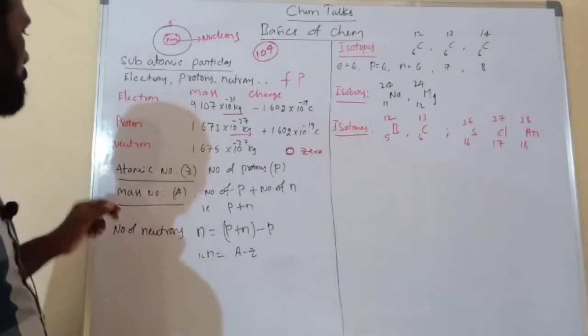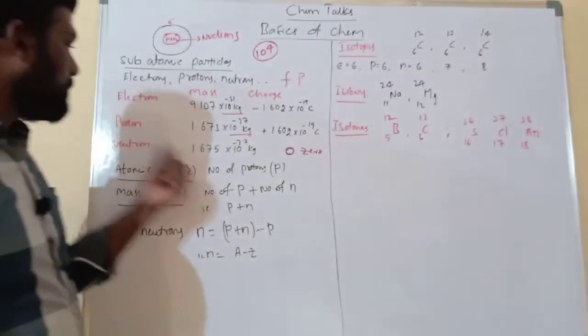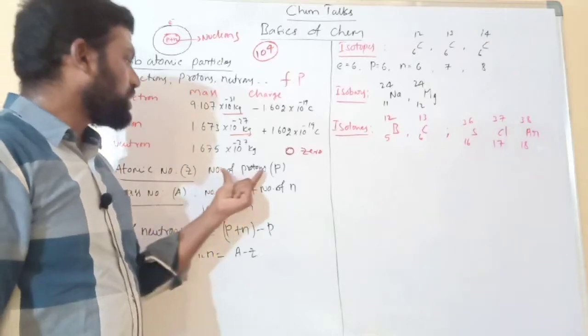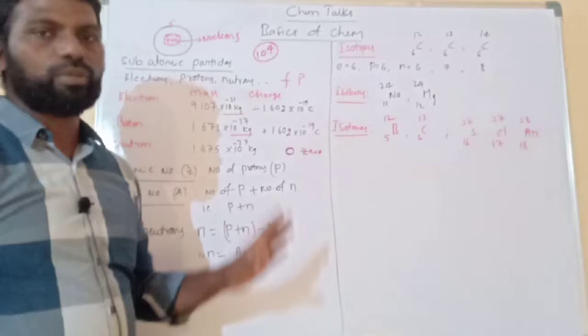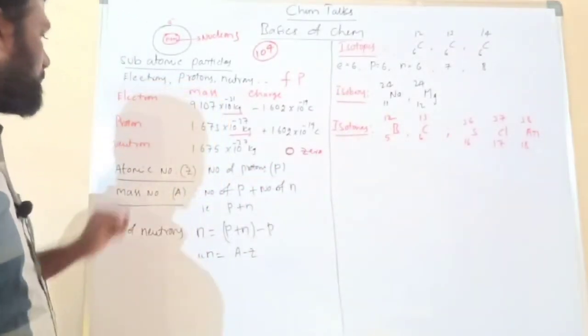Next come to atomic number. Atomic number has a very simple definition. Atomic number means number of protons present in the nucleus. That's all. Very simple definition. Number of protons present in the nucleus. It is represented by the symbol Z.